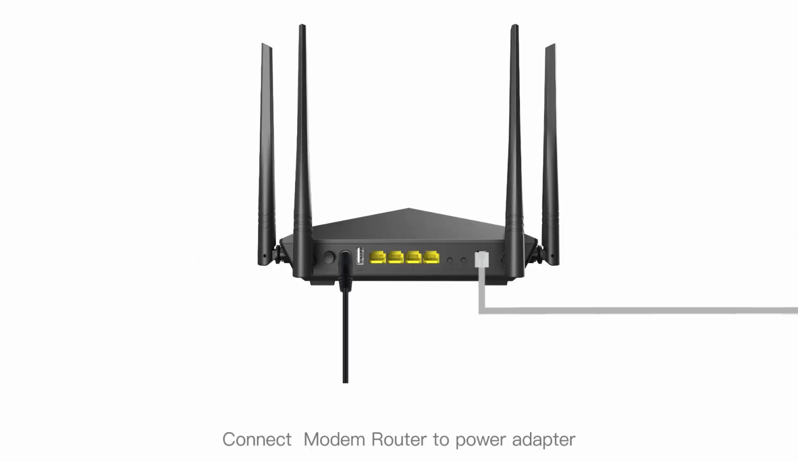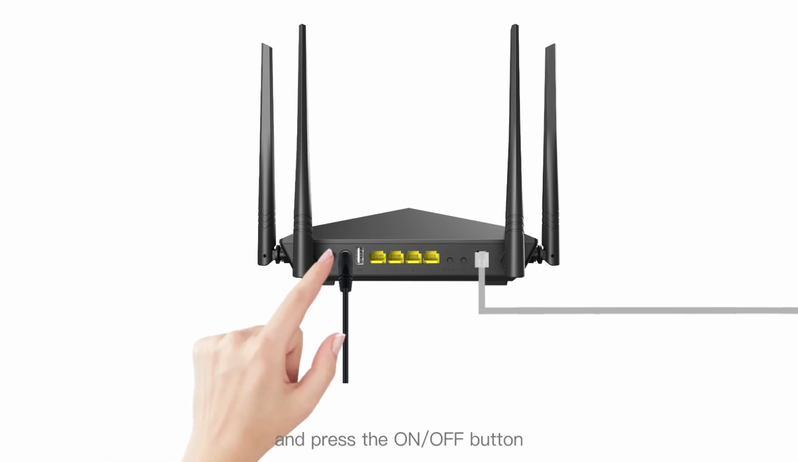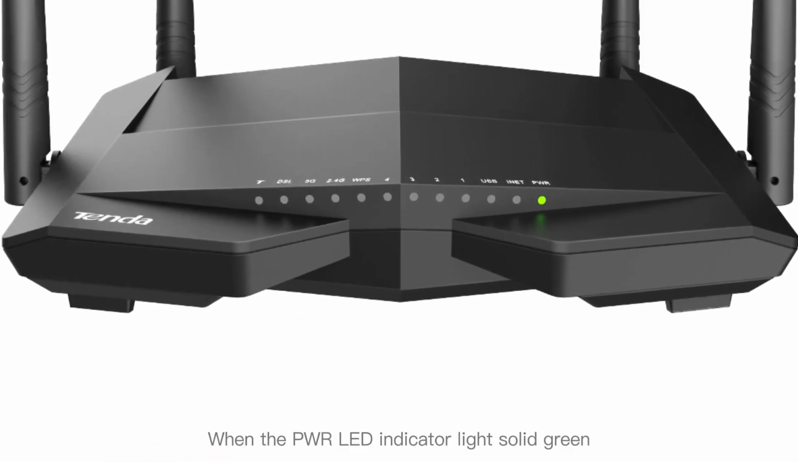Connect to power source. Connect the modem router to the power adapter, and press the on-off button. When the PWR LED indicator light is solid green, the system completes startup.